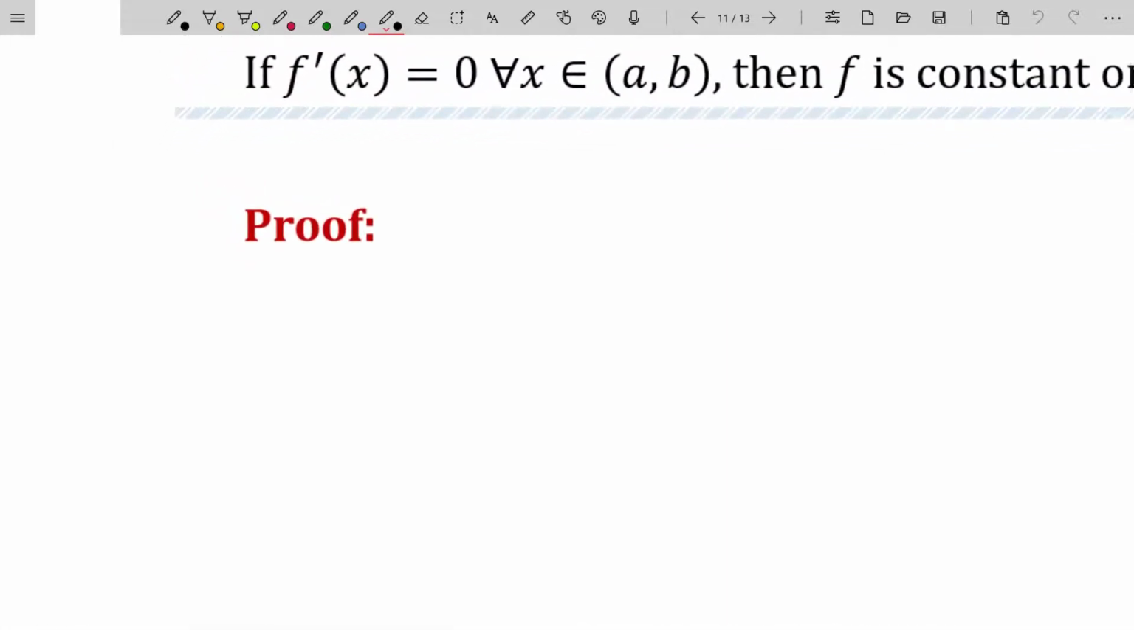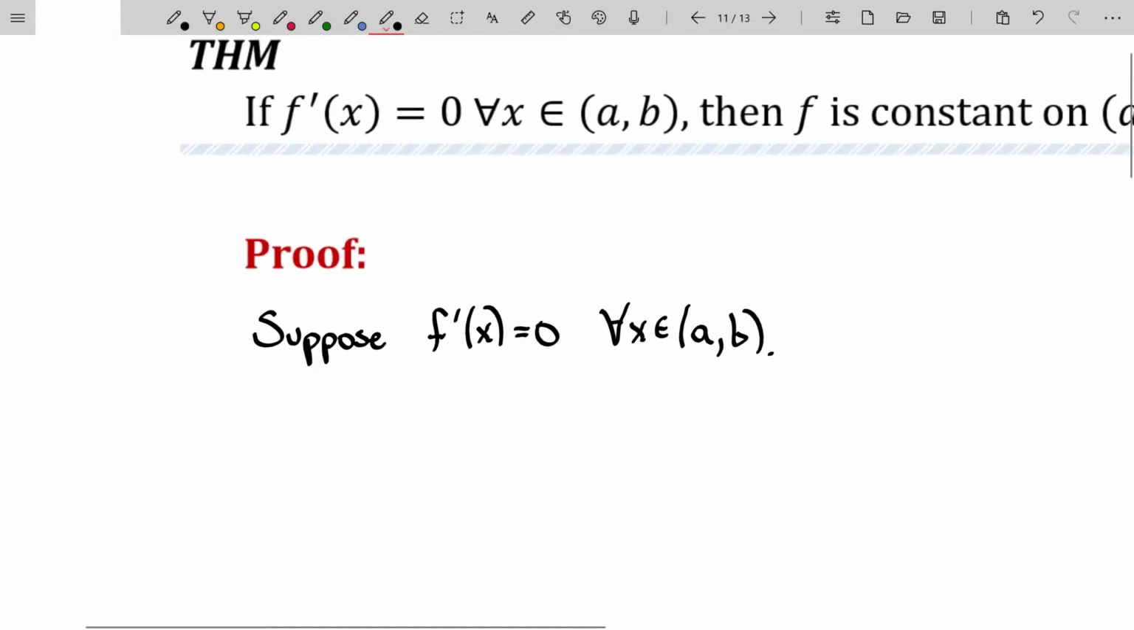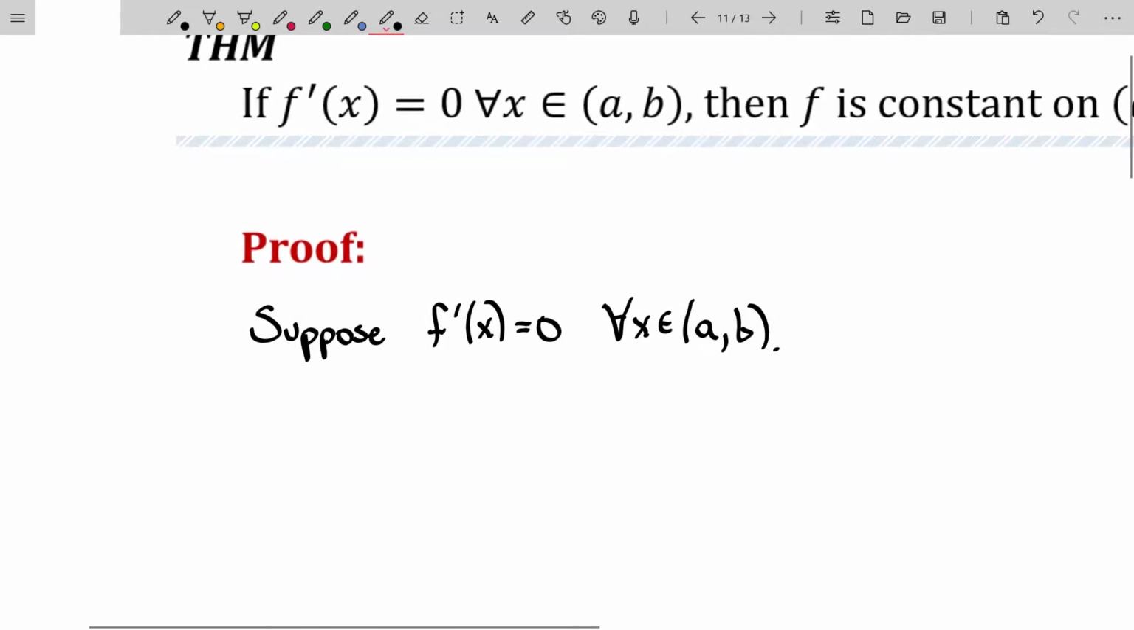I just need to zoom in. So supposing that f prime is equal to 0 for all x in our interval from a to b is a good start. I actually want to use the mean value theorem here, but unfortunately, differentiability on this open interval does not imply continuity on the closed interval. So it implies continuity on the open interval, yes, but not at the edges. So what I'm going to do is a slight modification here.